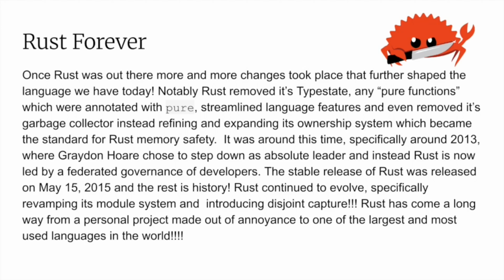Around 2013, Graydon Hoare, the creator we were talking about, stepped down as leader, and instead a federated governance of developers came in to guide the destiny of Rust. Its official stable release came out in 2015. Rust continues to evolve to this day.